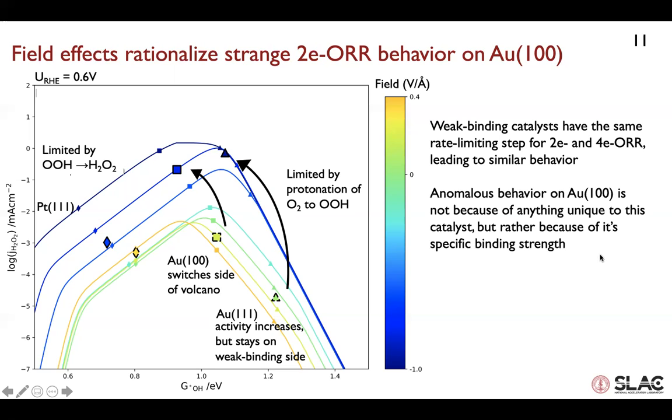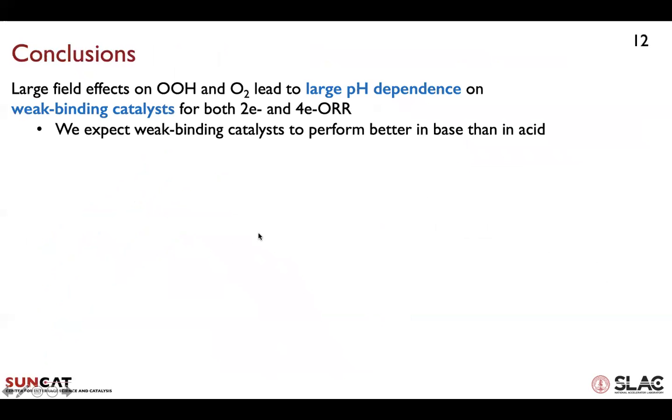So with all of that, I hope to leave you with a few conclusions. The first is that for the 4-electron ORR, the reason we see large pH dependencies on weak binding catalysts is because they have a different rate limiting step, specifically that they're limited by O2 to OOH, unlike strong binding catalysts like platinum. We expect this to be true in general, that weak binding catalysts would perform better in base than in acid.